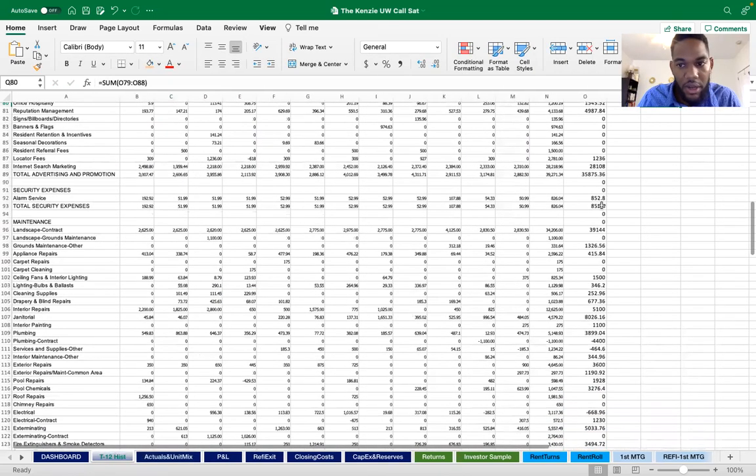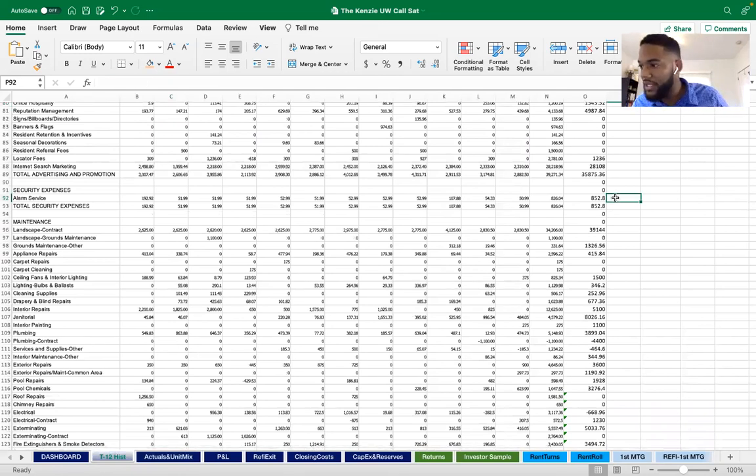Okay, so let's move down. So alarm service, guys. What would y'all consider this to be? What would y'all classify this as? We're looking at line item 92. What would y'all classify 92 as? Admin? Yes. So I would definitely put this in G&A.